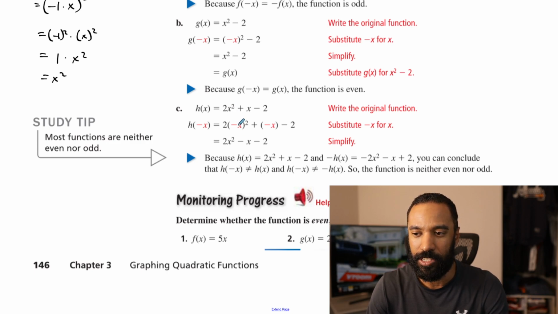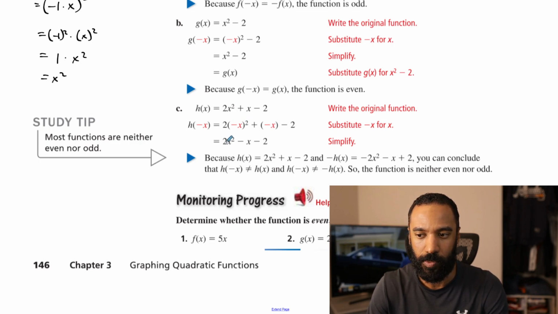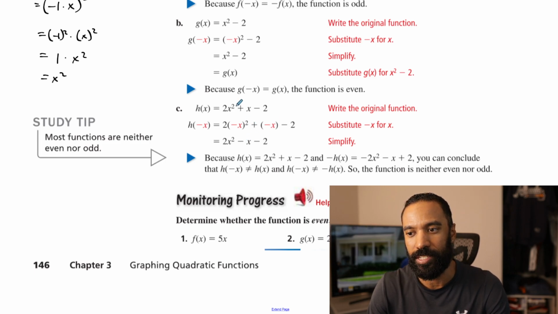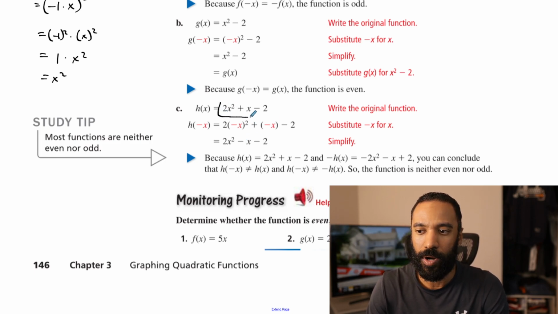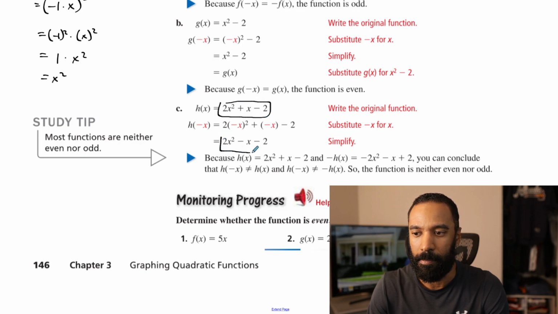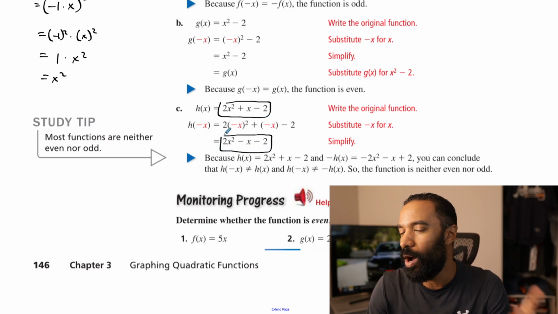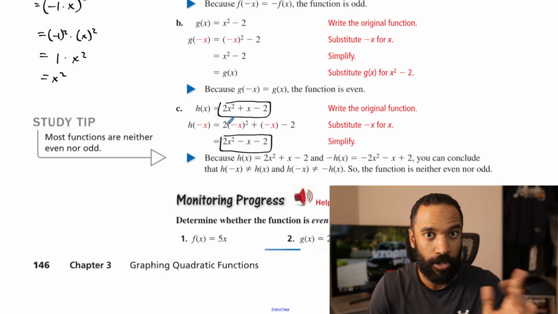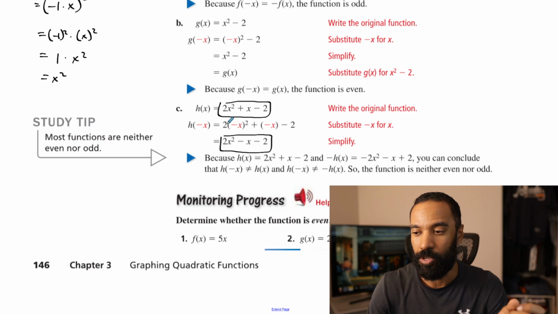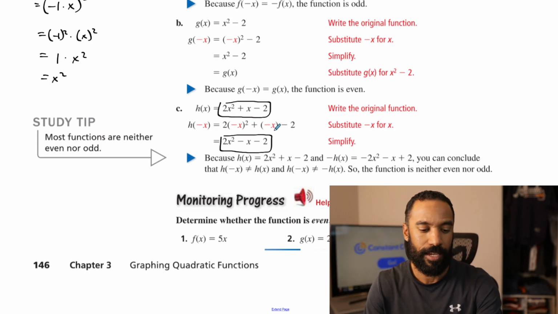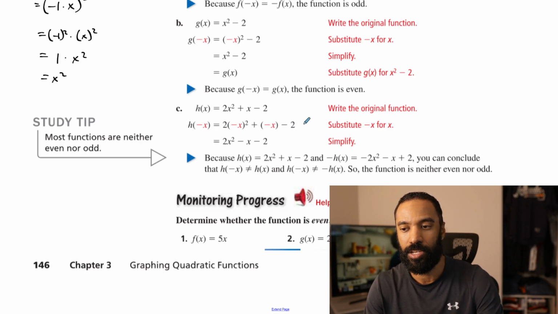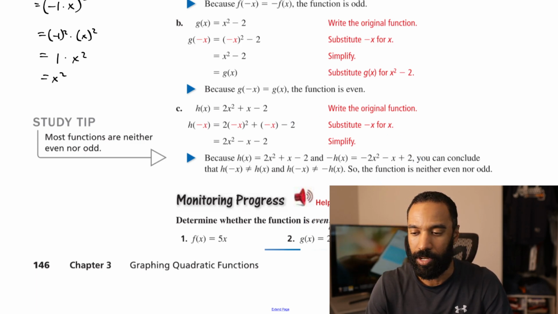Now, this third one's kind of a mix. You plug in negative x into here. When you square it, it becomes the same as what 2x squared would be. Boom. And you add negative x, that becomes minus x. Now, this is different. You have 2x squared plus x minus 2 and 2x squared minus x minus 2. Only one term changed, not all of them. It's not the exact opposite, and it's definitely not identical. Really close. But it's neither even nor odd. It's not exactly the opposite of h of x or the exact same as h of x. So this is a case of neither even nor odd.